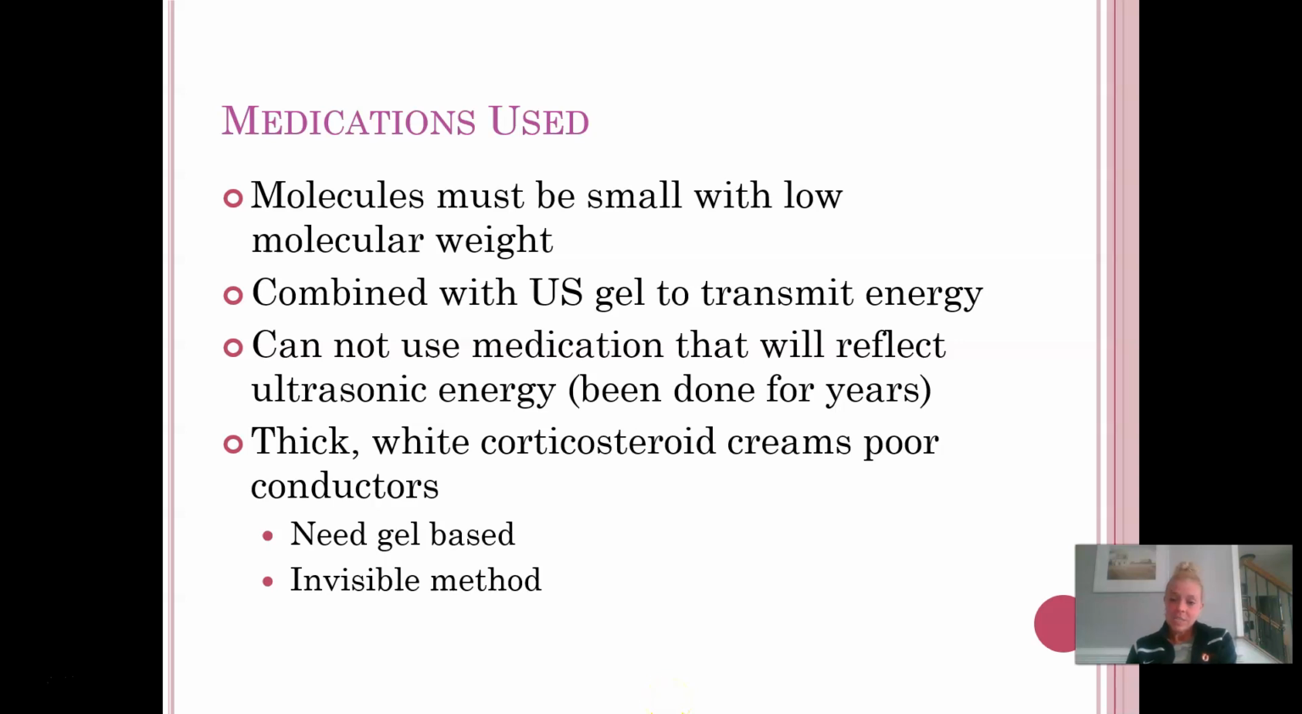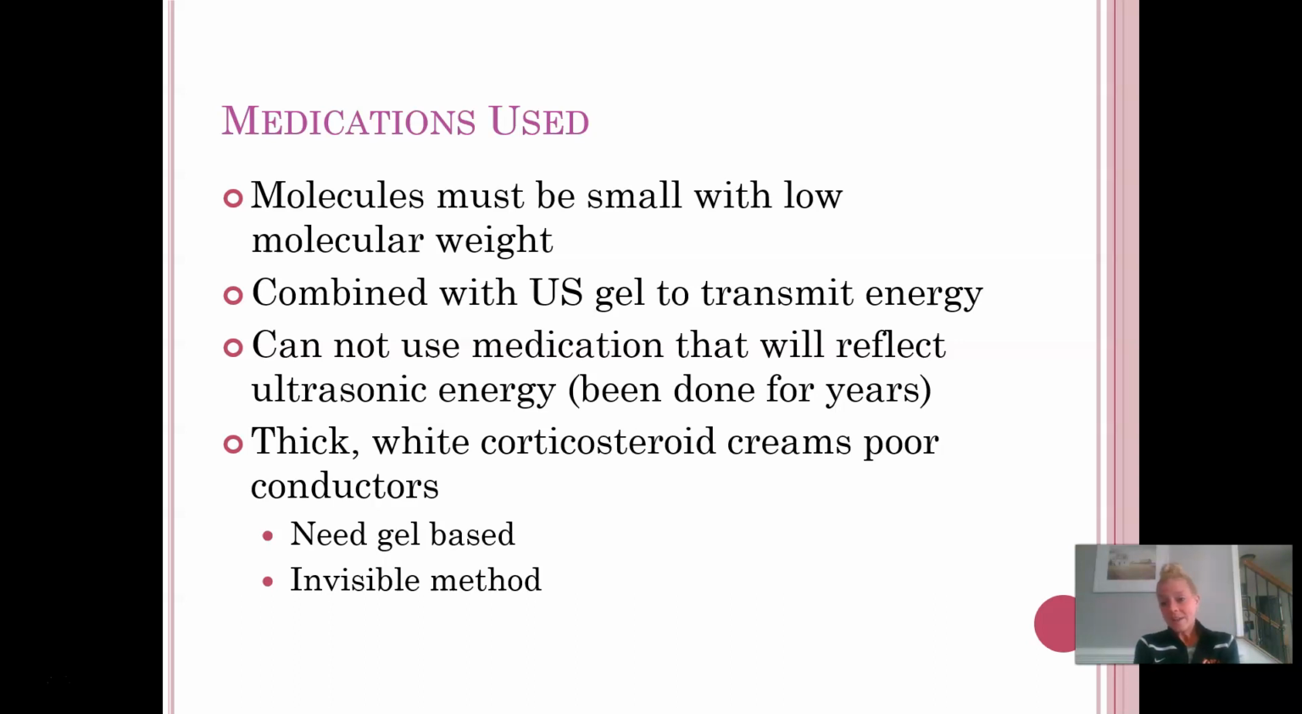The medications that we use with phonophoresis, we have to choose carefully. We have to choose medications that have a small enough molecular weight that they can actually fit through the skin pores. We combine it with the ultrasound gel so that it travels through the tissue. And you can't use a medication that will reflect the ultrasound energy, which is what was really done for a really long time. Because when phonophoresis was popular, what we often used it with was thick white corticosteroid creams.